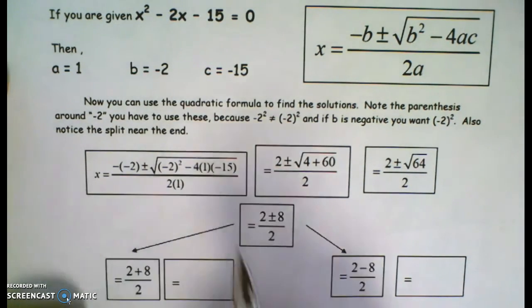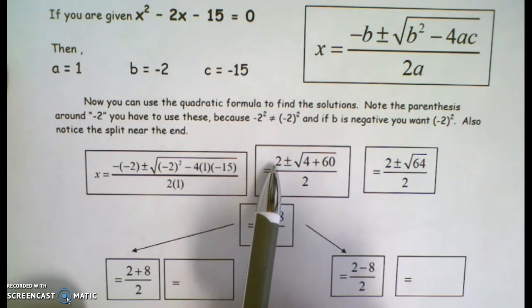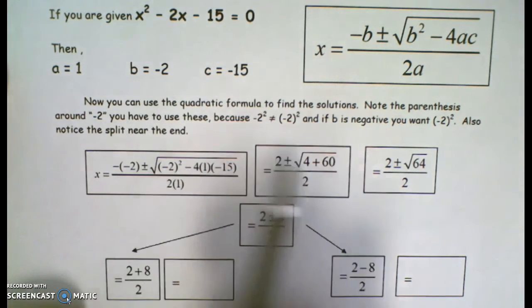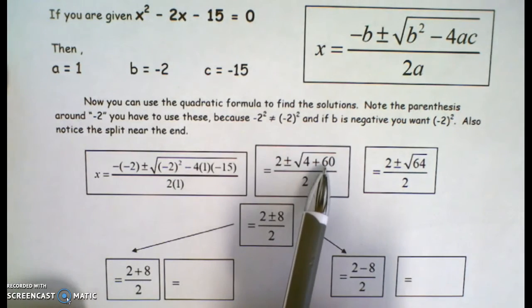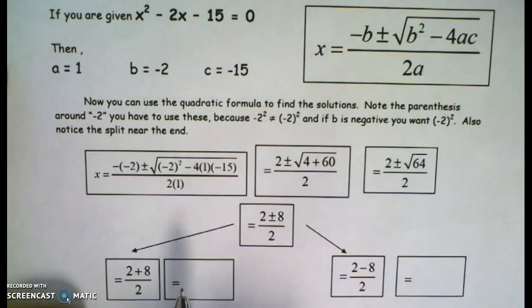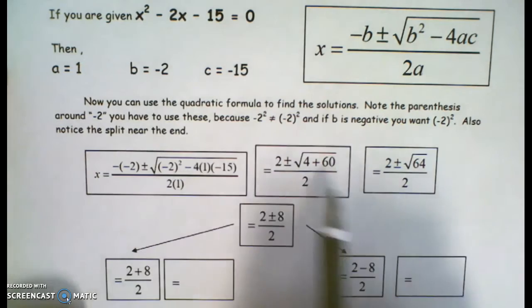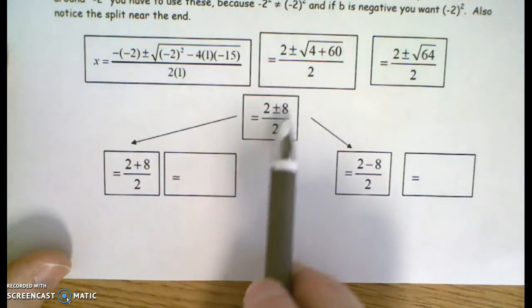So now what's happening is we're just doing some math. The opposite of negative 2 is positive 2. The square root of the square of negative 2, which is 4, and negative 4 times 1 times negative 15 is 60. 2 times 1 is 2 on the bottom there. I'm going to show you a trick to help you get through this step a little bit faster. 4 plus 60 is 64. The square root of 64 is 8.